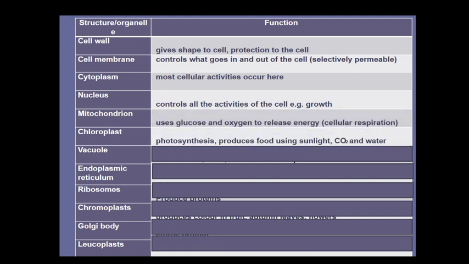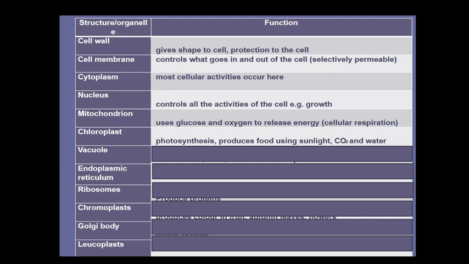The next one is the chloroplast. Now, the chloroplast is only found in plant cells. Chloroplasts contain a pigment called chlorophyll, which allows them to undergo a process called photosynthesis. And what exactly is photosynthesis? It uses sunlight, carbon dioxide, and water to produce food for the plant. In other words, the chloroplast is the part of the plant, or rather the organelle inside of the cell of a plant that provides food.